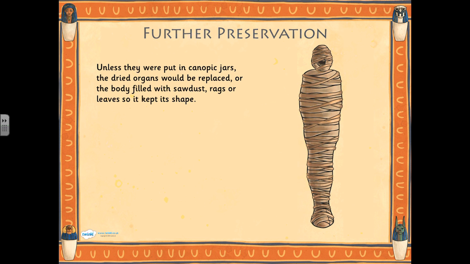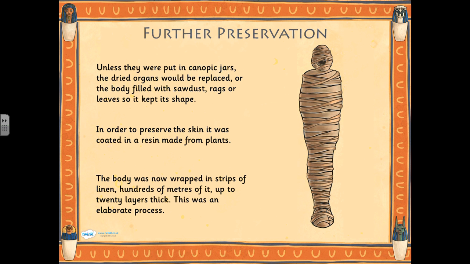There was further preservation too, so unless they were put in canopic jars, the dried organs would be replaced, or the body would be filled with sawdust. Sometimes that wouldn't be available, so rags would be used, or even leaves to keep the body shape. And then to preserve the skin, the body was coated in a resin that would be made from plants.